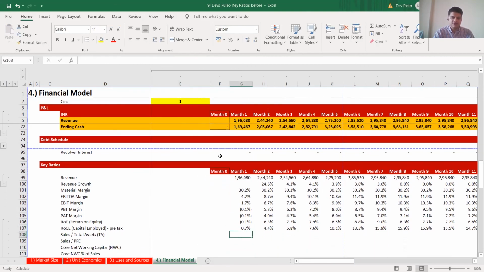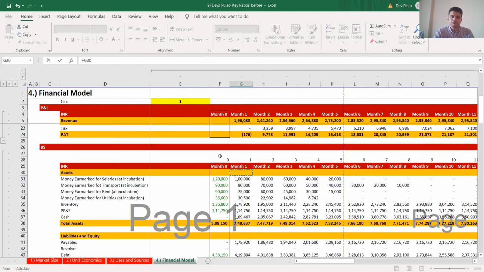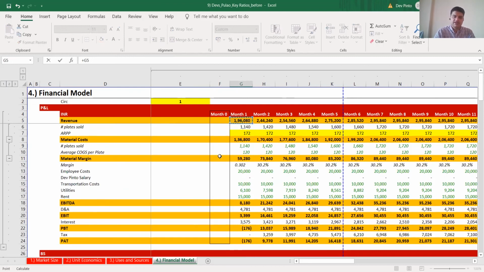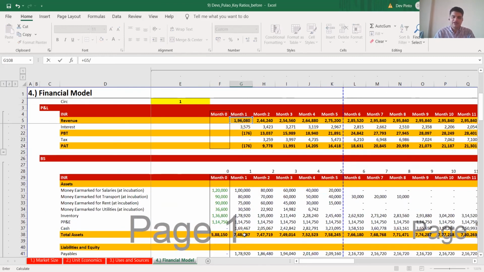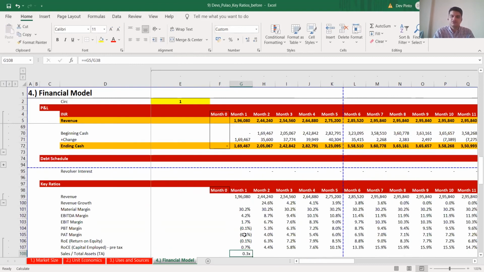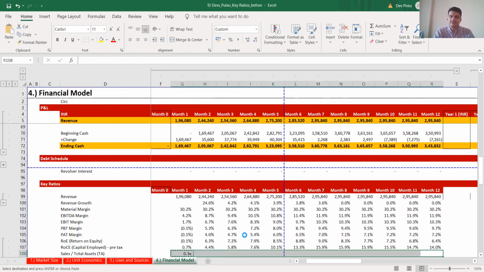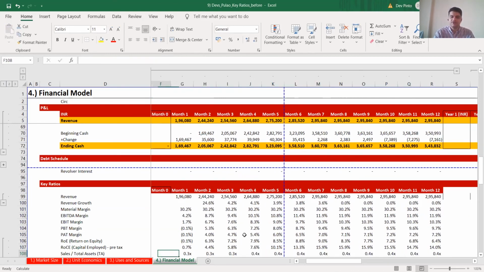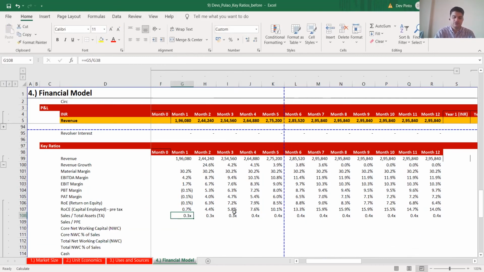Next, we have sales by total assets. This is an asset turnover ratio, right? So this tells you, which is sales divided by total value of your assets. This just tells you for each rupee of assets, how many rupees of sales do I generate, right? So this starts at 0.3, goes to 0.4.